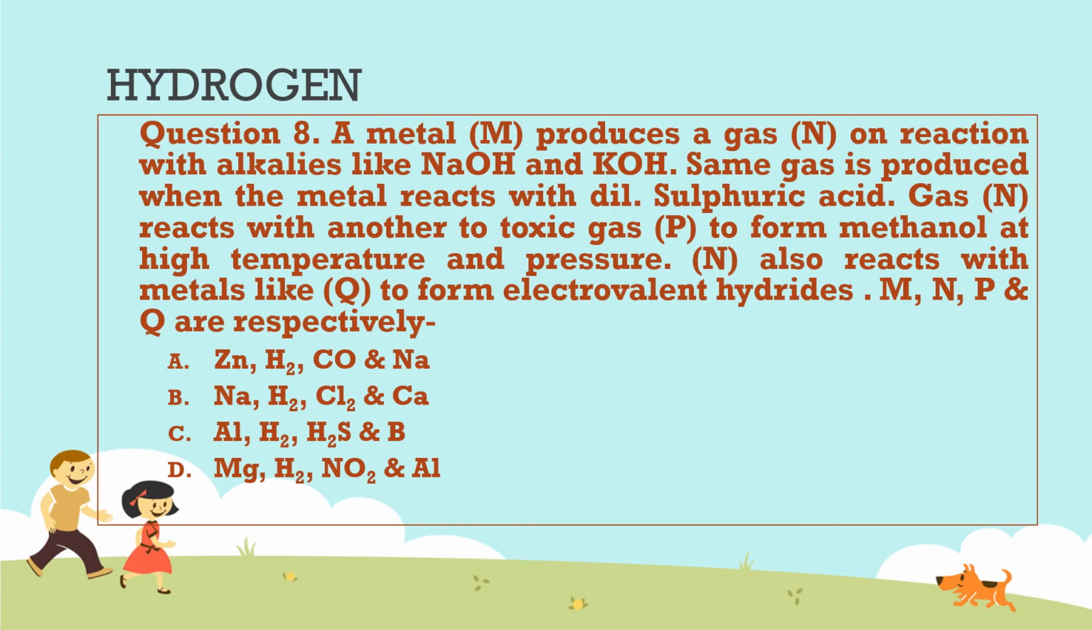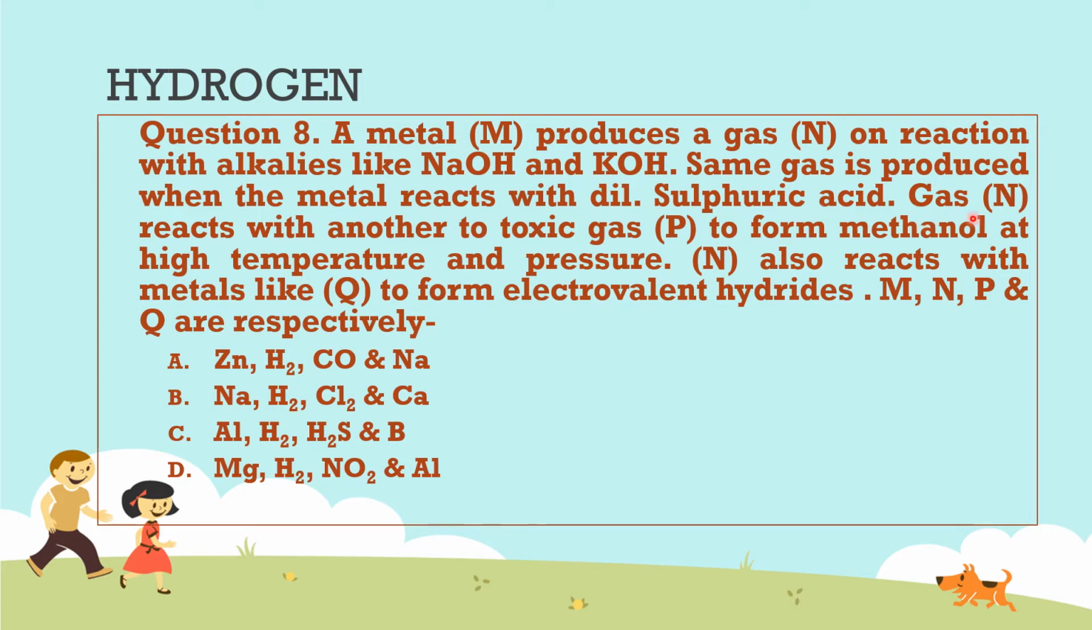So question number 8 now is that a metal M produces a gas N on reaction with alkalis like NaOH and KOH. The same gas is produced when the metal reacts with dilute sulfuric acid. So now I hope you very well understand that we have a metal M which is reacting with alkali as well as an acid, and it is producing a gas. So with so many questions practiced, you should be able to quickly identify what type of element it is going to be.